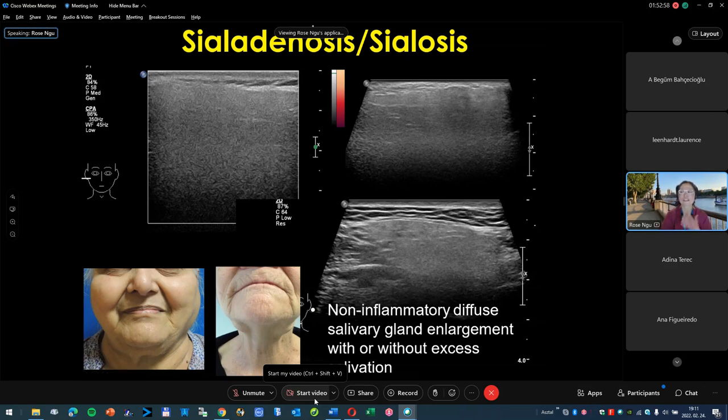This is what we call sialosis. Okay, sialosis means it's non-inflammatory diffuse salivary gland enlargement with or without excess salivation. Patients don't complain they produce a lot of saliva. Some of them don't even know they have it. The only problem why they come is because they have really huge face looking like that.